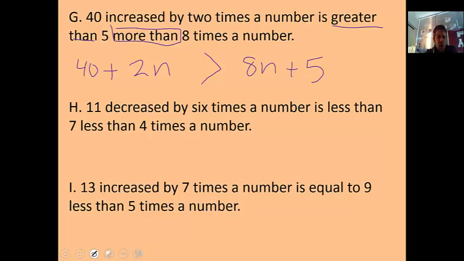All right, one more. 11 decreased by 6 times a number is less than 7 less than 4 times a number. I hear that this has a less than. Less than is written like this, because of my hand, I look at the L. Okay, I want you to finish this one for me. All right, now I want you to do one all by yourself. Careful.